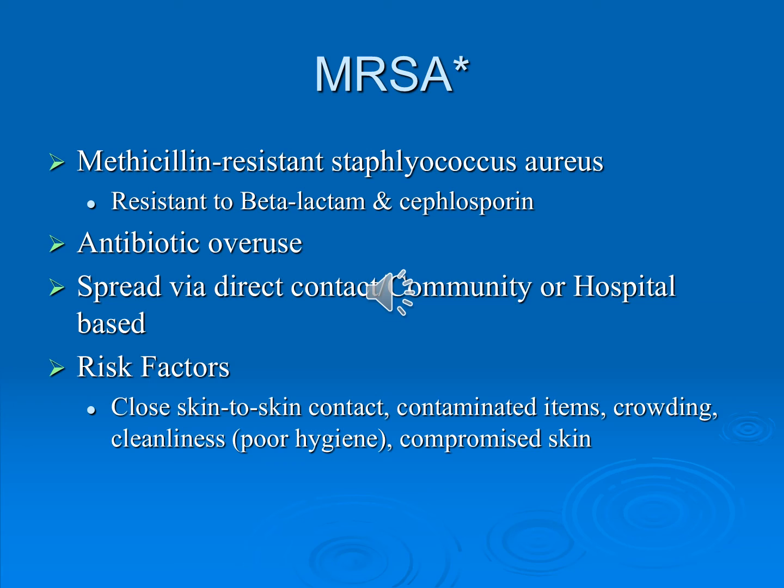You see the risk factors up on the screen: close skin-to-skin contact, contaminated items, crowding, and cleanliness, where we're looking at poor hygiene and compromised skin. They refer to these as the 5 C's of being at risk for acquiring MRSA. What you'll typically see with this is that it will eventually progress to systemic symptoms. So you look for any lesion that's really starting to grow, or other systemic symptoms starting to develop, to differentiate whether you're dealing with MRSA.